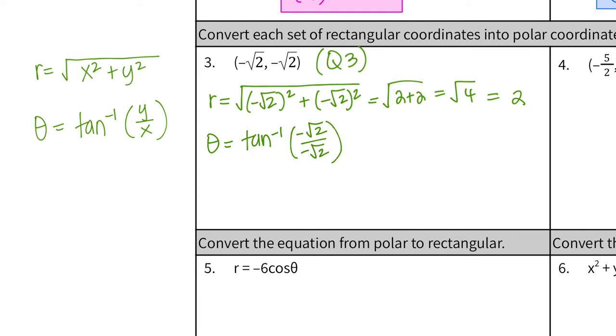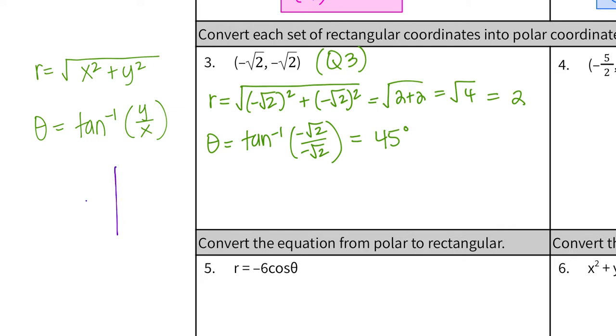I'm going to type this into my calculator, and for now I'm going to use degree mode and then just convert it into radian later. So when I type this in and I put it in degrees, this gives me 45 degrees. So I'm just going to check something. I know that I need to be in quadrant 3. Does the angle 45 make sense?